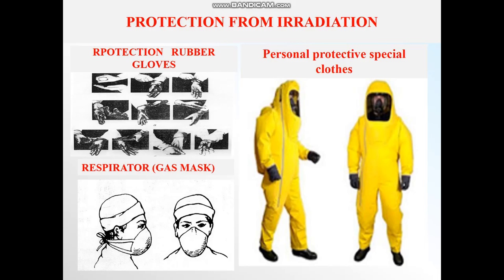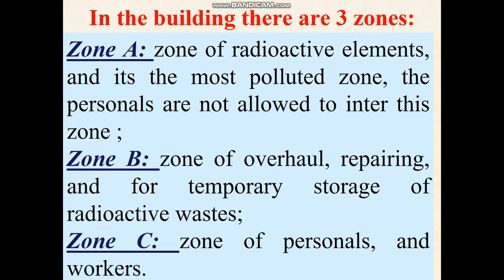In the building, there are three zones: Zone A, B, and C. Zone A is the zone of radioactive element and is the most polluted zone. The personnel are not allowed to enter this zone. For example, zone of the reactor or the atomic electric station. Zone B, zone of overhaul, repairing, and for temporary storage of radioactive waste. Zone C, zone of personnel and workers, for example, cabinets, workshop, filters, canteens, and others.